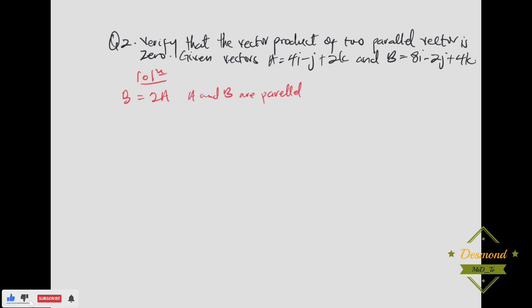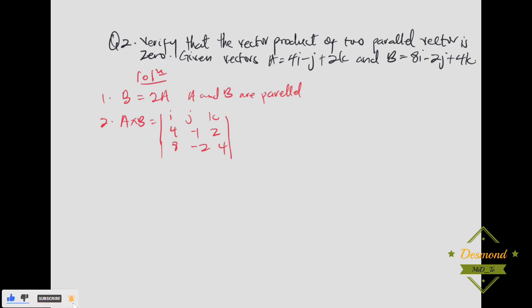The second thing that you need to do is to write down the determinant. So this is step 1. Step 2, write down the determinant. With the determinant, we have A times B equal to i, j, k. Then 4, minus 1, 2, 8, minus 2, then 4.